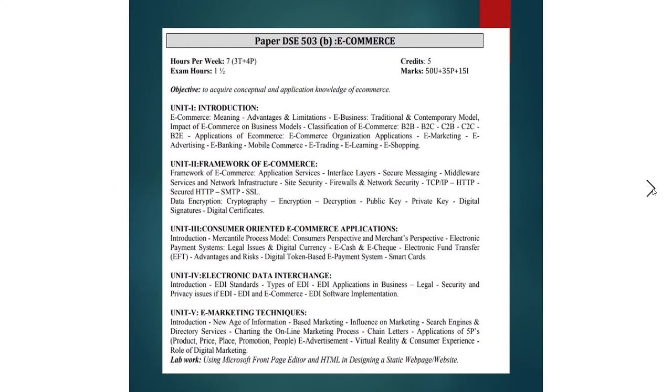A very important aspect in this unit 1 is the classification of e-commerce. That is business to business, business to consumer, consumer to business, consumer to consumer, business to enterprise, or business to government, like that. And one more important question is applications of e-commerce, or e-commerce applications.